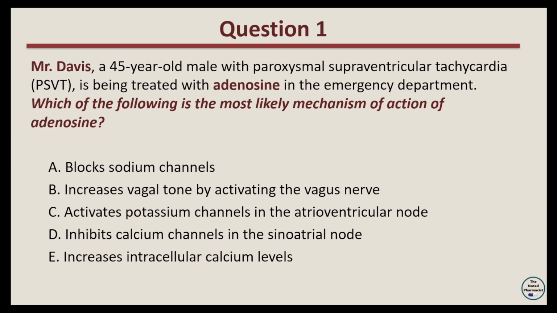Option A, blocks sodium channels. Option B, increases vagal tone by activating the vagus nerve. Option C, activates potassium channels in the atrioventricular node. Option D, inhibits calcium channels in the sinoatrial node. Option E, increases intracellular calcium levels.